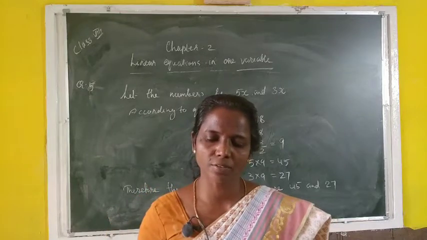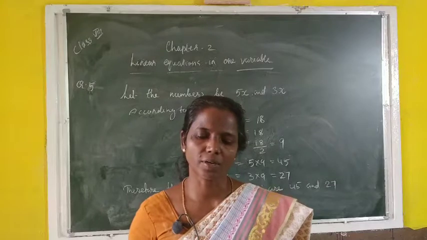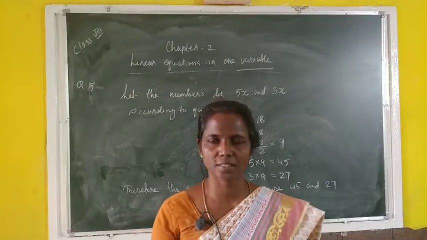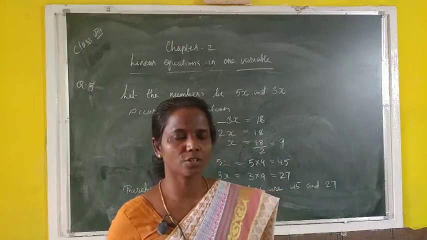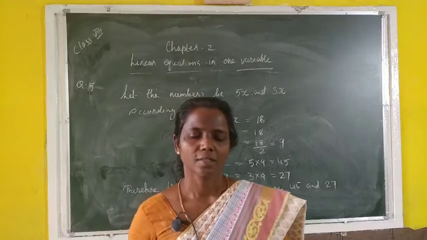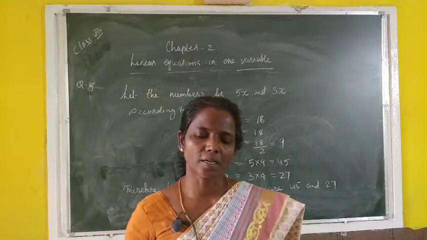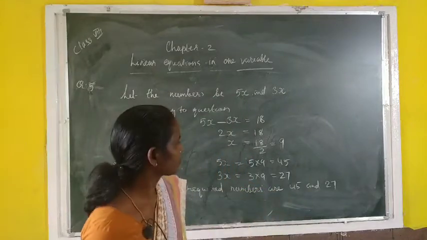The next question, number 6. Three consecutive integers add up to 51. What are these integers? Three consecutive integers, consecutive means nearest integers. They add up to, what is it? Sum 51. Find the integers.